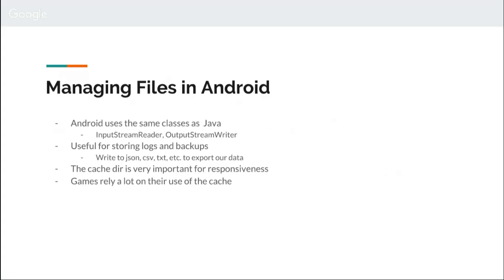Anyways, the cache directory is important for responsiveness, especially if you're using big apps like games, right? You want to make good use of your cache because otherwise you'll be requesting the data, reading, and then printing your data or whatever you want to do with it. And if you're doing that every time from the phone memory, then you're going to have a slow app, and games can't afford that kind of thing. They make big use of the cache, because they want to keep their data close so they can use it very fast.